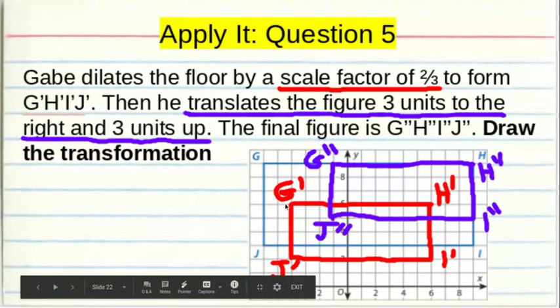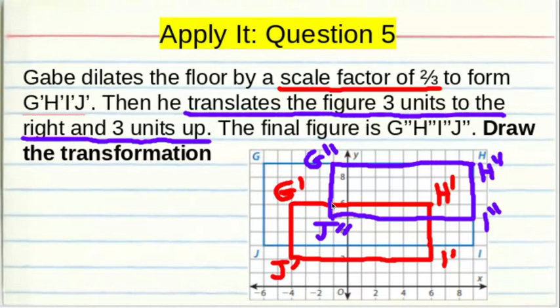So we'll take our G prime and go 3 units to the right, 1, 2, 3, and then go 3 units up, 1, 2, 3. So there's our G double prime. Do the same for our H prime, go 3 to the right, 1, 2, 3, and then go 3 up, 1, 2, 3.